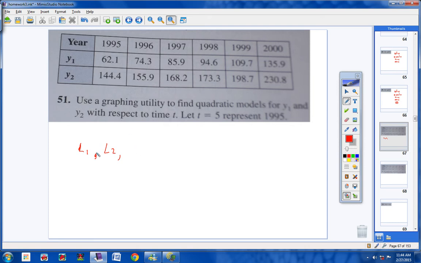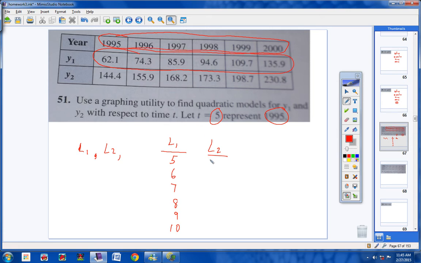Now, what I want you to do next is hit your stat button again, and then hit option number 1 for edit. Then scroll over to L1, and then beneath that, I want you to enter all of these numbers here. Okay? Now, notice it says, let 5 represent 1995. So for 1995, I'm going to put a 5. So for 96, I'll put a 6, and a 7 for 97, 8 for 98, 9 for 99, and 10 for 2000, okay? So that's your list number 1. Now list number 2, I want you to put these numbers in, okay?